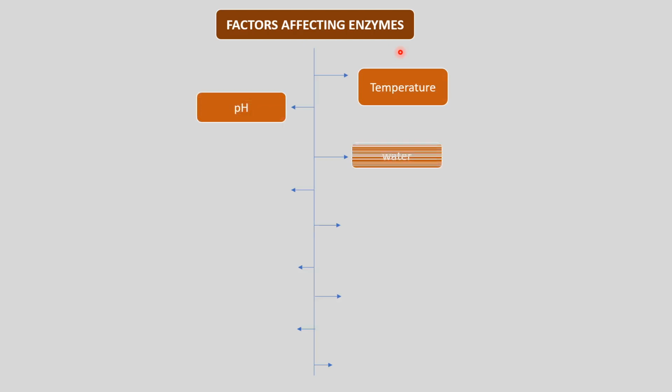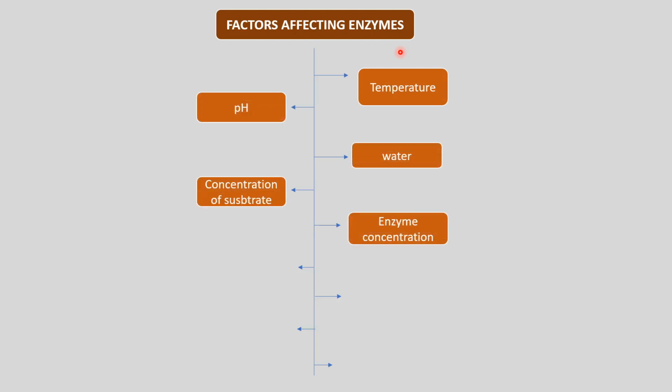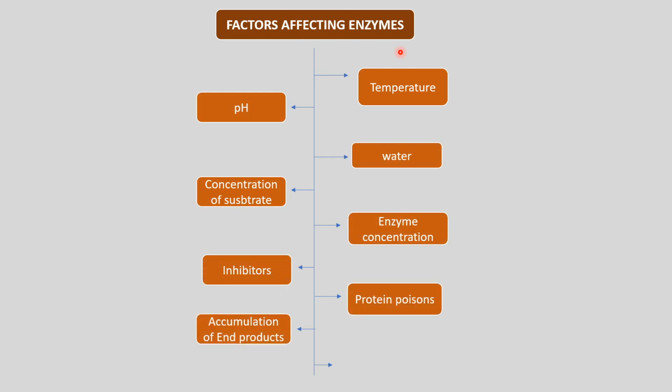Now we come to the topic of factors affecting enzymes, that is, what are the different factors that affect the enzyme activity. These are temperature, pH, water, concentration of substrate, enzyme concentration, inhibitors, protein poisons, accumulation of end products and radiant energy. So these are the factors, but these are very easy for you to understand. I am sure you are going to understand it very fast, right? So we start with the very first factor, which is temperature.